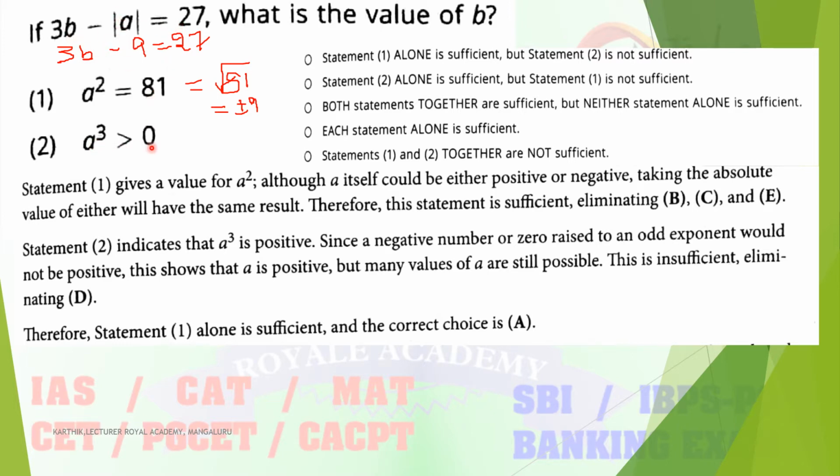If you choose 2, you will get a different b answer. If you choose 3, then a different b answer. So two different answers you are getting. In the second statement alone, two different answers, so from the second statement alone you can't find the answer. So which option is correct? Statement 1 alone is sufficient to answer the question. So option A is correct for this question.